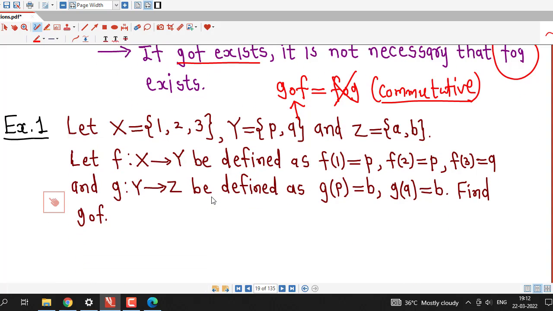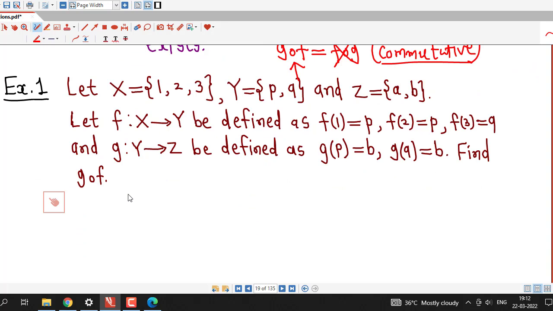Now we consider one example in which we find out composition of two functions f and g. We are given that X is the set containing 1, 2, 3, Y is the set containing two letters p and q, and Z has two elements a and b. f is a function from X to Y defined as f of 1 equal to p, f of 2 equal to p, and f of 3 equal to q. g is a function from Y to Z given by g of p equal to b and g of q equal to b, and we have to find out g o f.